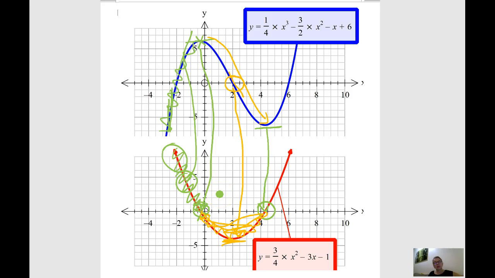Now for the last part of my function, after my turning point, my function is increasing, so my derivative is positive. It's steadily increasing at a faster and faster rate, so my derivative, which gives me, once again, my rate of change, is steadily increasing.